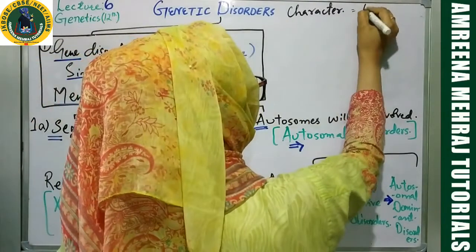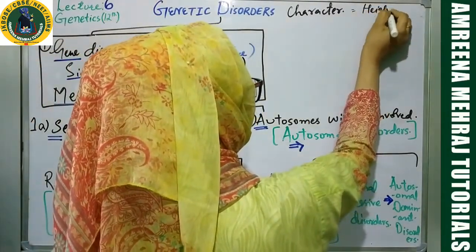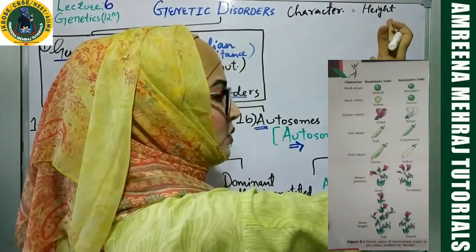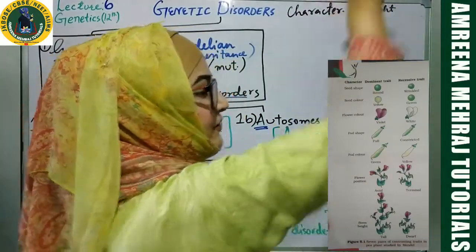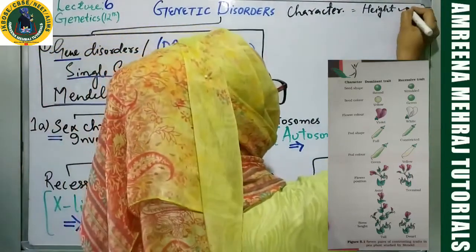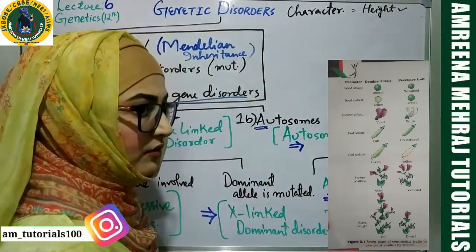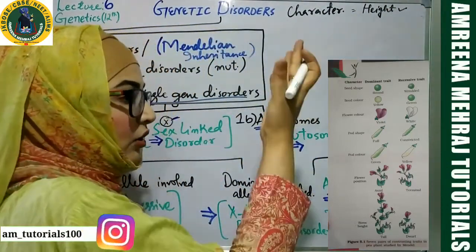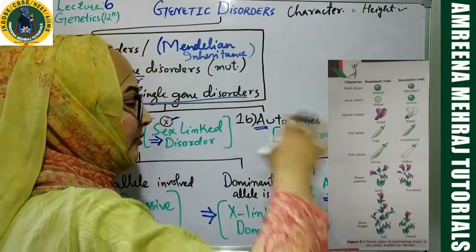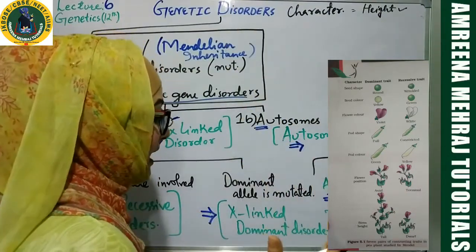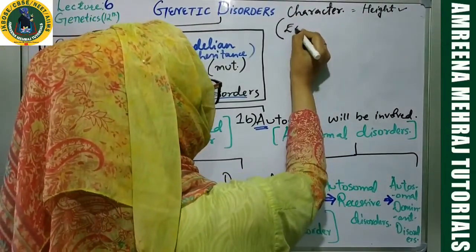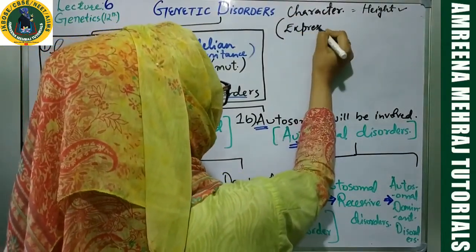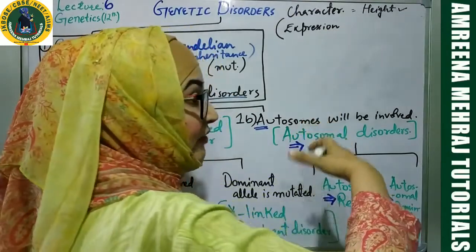Let us talk in Mendel's language. Mendel was working with Pisum sativum, the pea plant. So let me say height of the plant. Height is basically a character, because it's a morphological character of the plant. Either it will be tall or it will be dwarf. Now whether it will be tall or dwarf, that means what? The expression of the character.